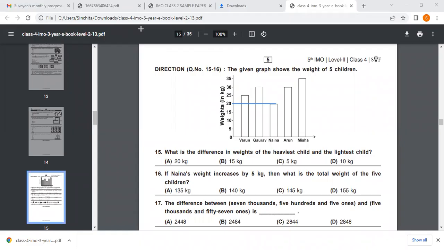Ma'am, for which class is the maths class going on? Number 16, beta. Yes, which class? It's for class 3 and 4.